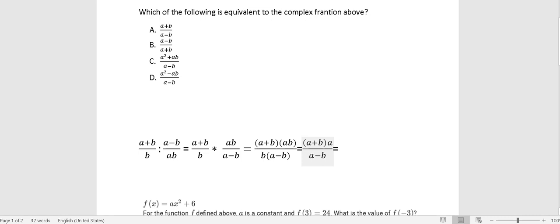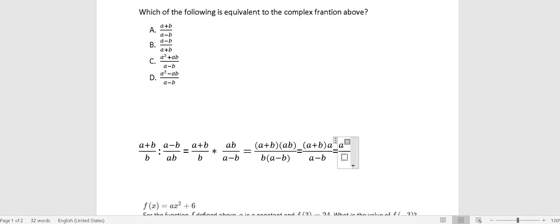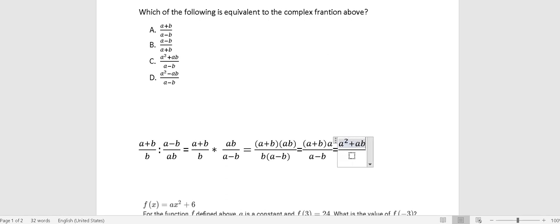So how do you do that? You multiply every term in the brackets with the term outside the bracket. A times A, here I'm gonna write it down. So A times A is a to the power of 2, and let me write that in superscript. It's a to the power of 2 plus A times B. See, the bracket is gone and the denominator is the same. So we get C as the correct answer. Yeah, I'm gonna mark it here. See, C is the correct answer here.